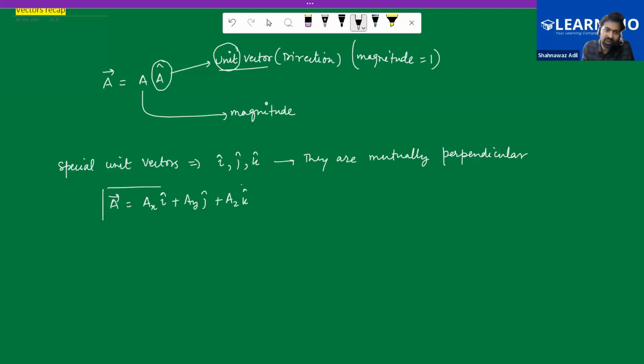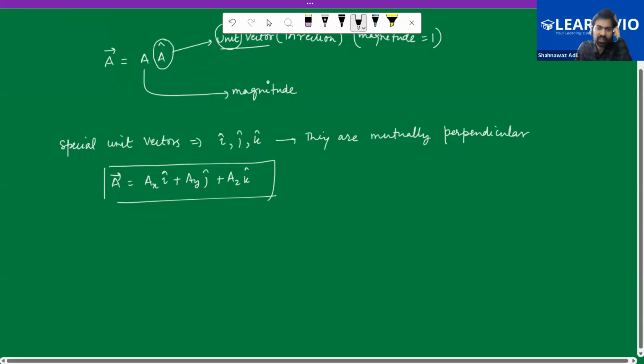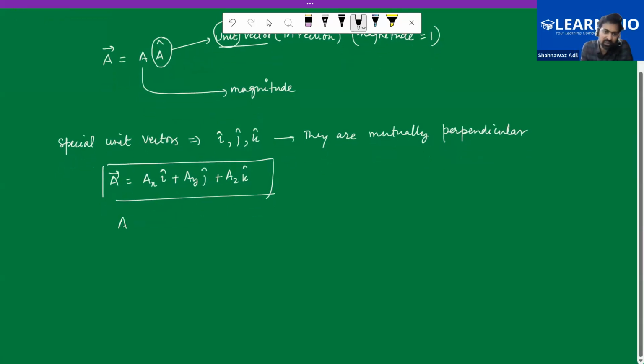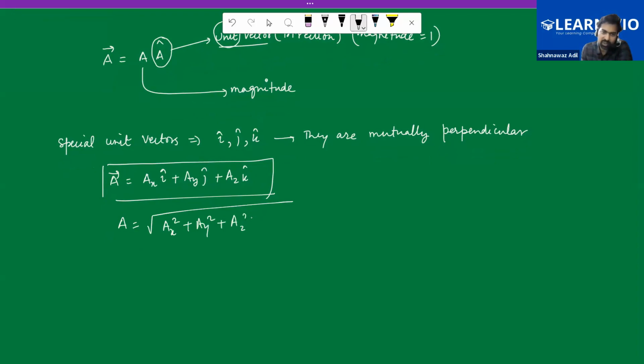So it will have different components, right? So it will have x component, y component, z component. And then we can write the magnitude of this vector. So what is the magnitude of this vector? Root of ax square plus ay square plus az square. Good. This is the magnitude. And direction is A hat, which is the vector divided by its magnitude. So these are the things that we have.